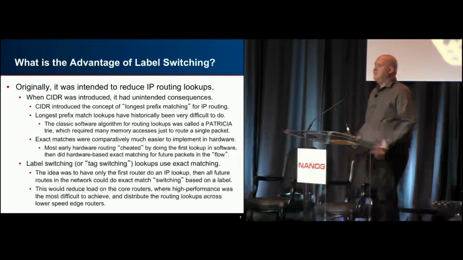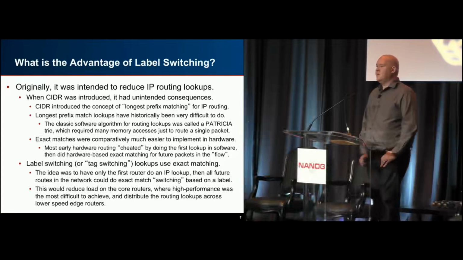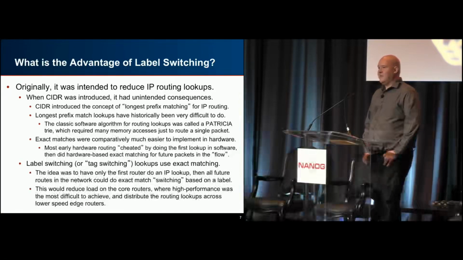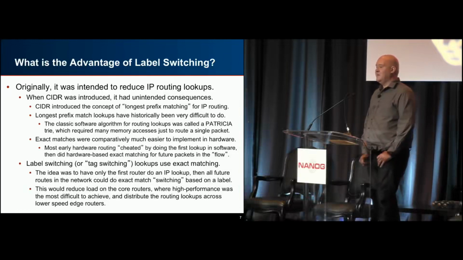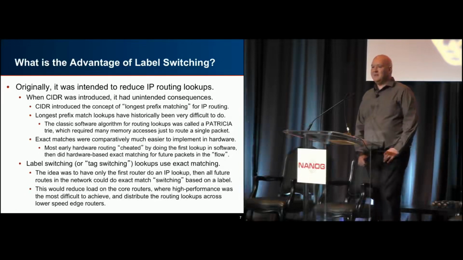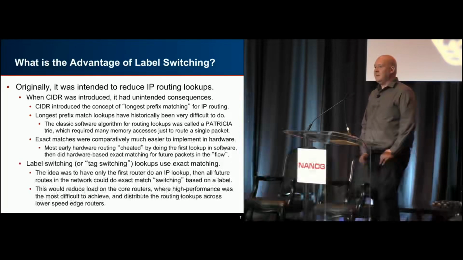So the advantage of label switching, if you look at what it was created for originally. An interesting side effect of CIDR, when we went from classful routing to classless, was that it had a bunch of unintended consequences. And one of them was that longest prefix matching, the concept that if you have a /20 and then someone has a more specific /24 inside it, the /24 wins, used to be really hard. That was something that was hard in software. That was something that didn't scale to large numbers of packets per second. And it was very difficult to do.